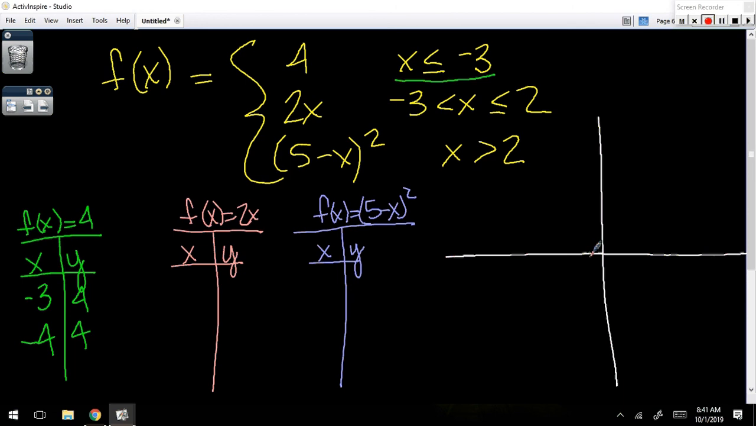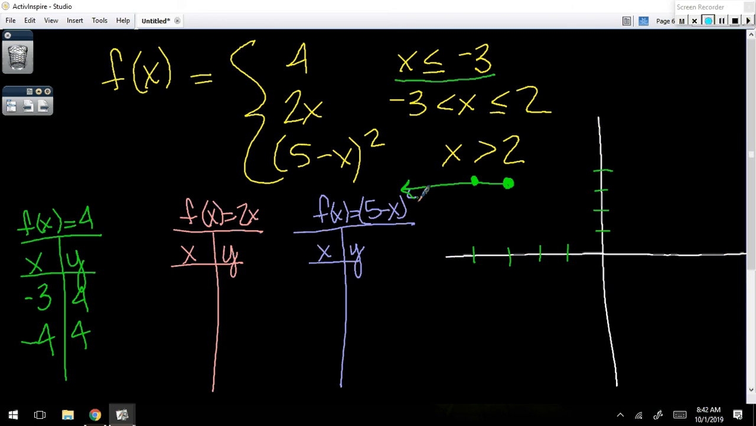So I'm going to use those 2 points. Remember, it's a horizontal line, okay? So -3, 4. Is it closed or open? Closed, because it includes, right? And then -4, 4. That's what that piece looks like. It goes on forever for every single x that is less than or equal to negative 3.